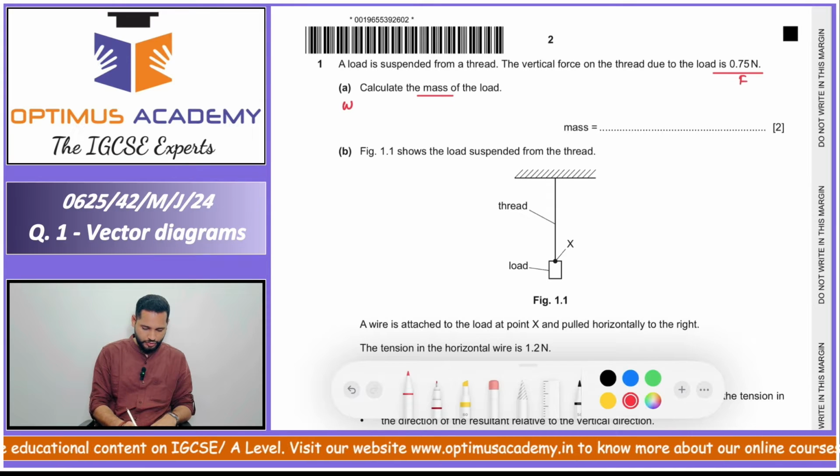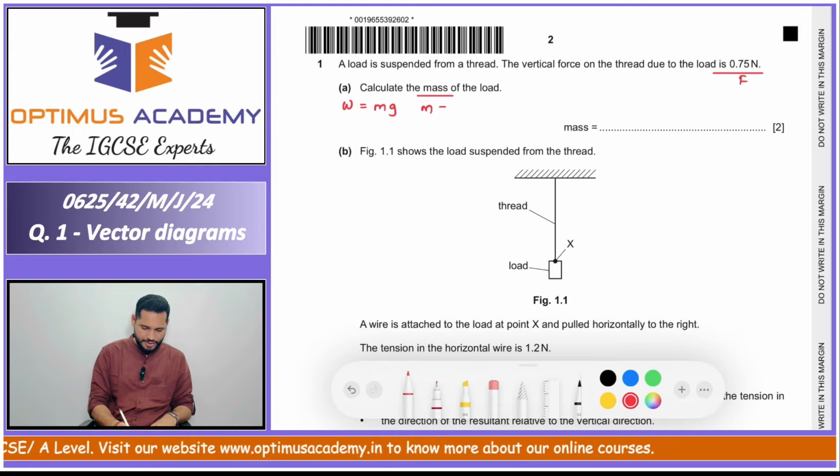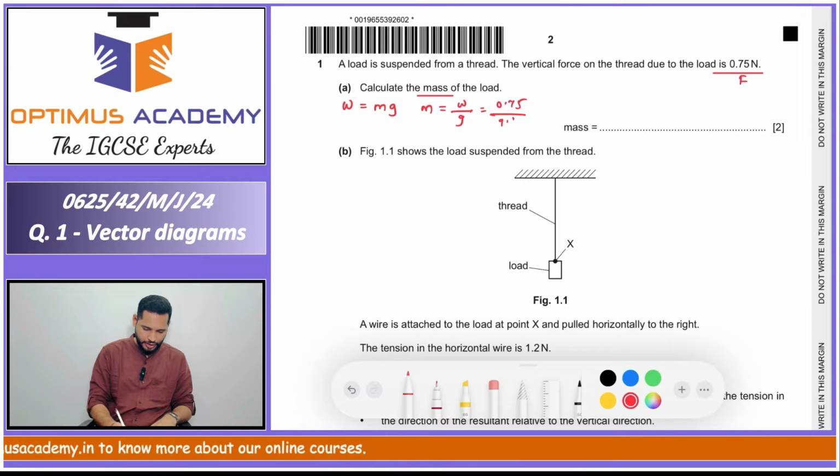We know the formula for weight, that is mass multiplied by gravity. So mass will be W by G, that is 0.75 divided by 9.8, and the answer for this is 0.077 kg.